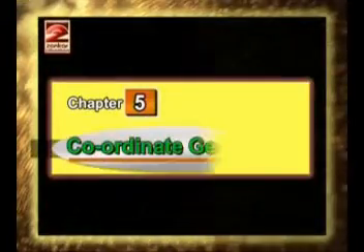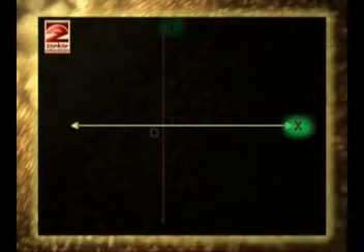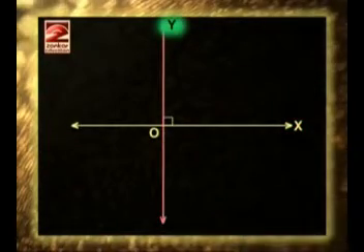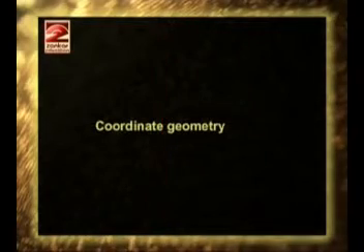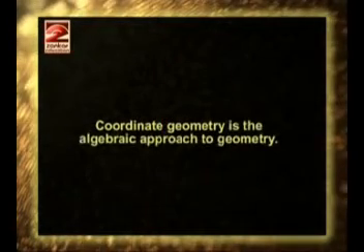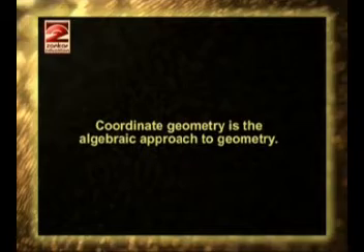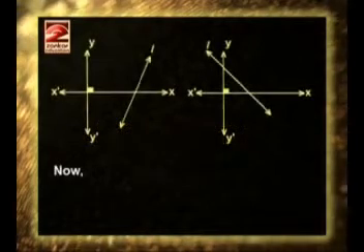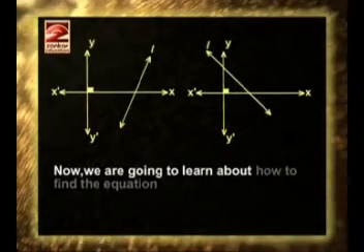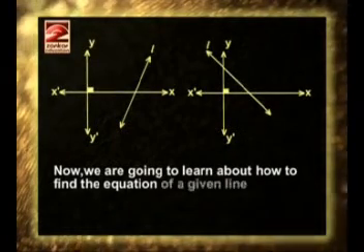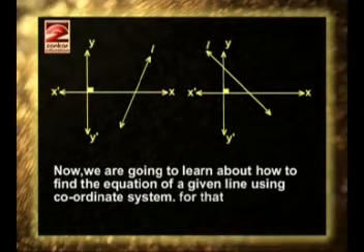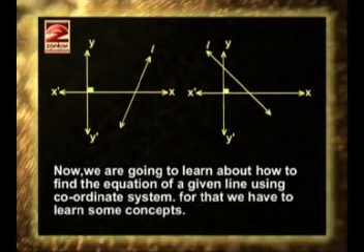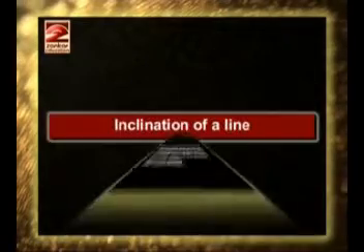Chapter 5. Coordinate Geometry. This is the x-axis and this is the y-axis. They form a Cartesian plane. Coordinate geometry is the algebraic approach to geometry. Now we are going to learn how to find the equation of a given line using the coordinate system. For that we have to learn some concepts.